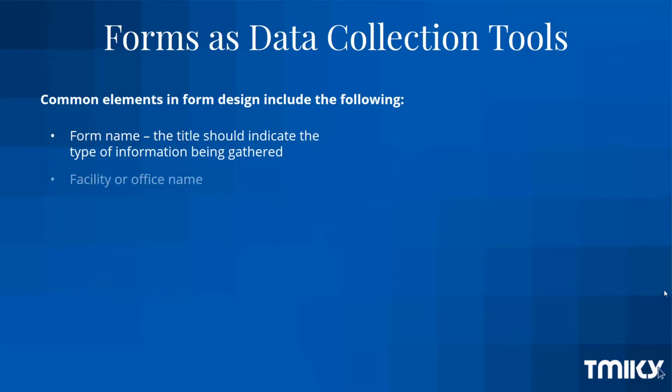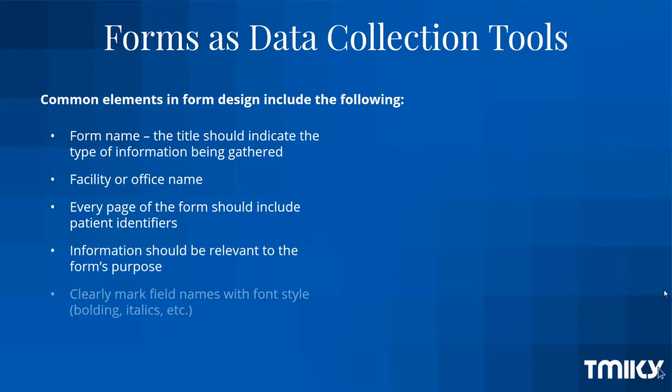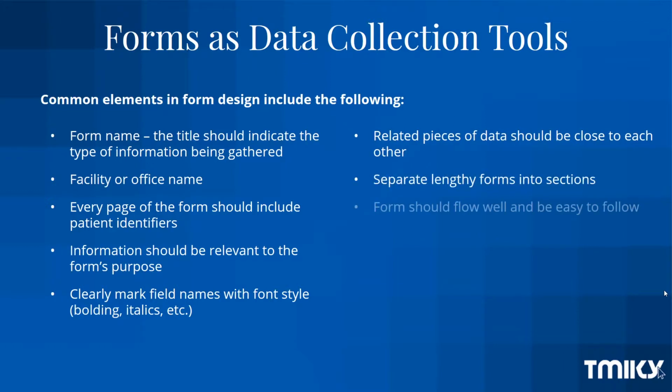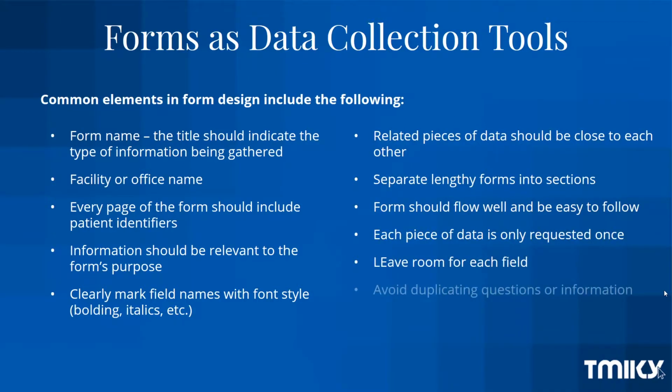Common elements in form design include the following. Form name: the title should indicate the type of information being gathered. Facility or office name: every page of the form should include patient identifiers. Information should be relevant to the form's purpose. Make sure that you clearly mark field names with font style, whether it be bolding or italics. Related pieces of data should be close to each other. Separate lengthy forms into sections and multiple forms. Forms should flow well and be easy to follow. Each piece of data is only requested once. Make sure you leave room for each field, and avoid duplicating questions or information.